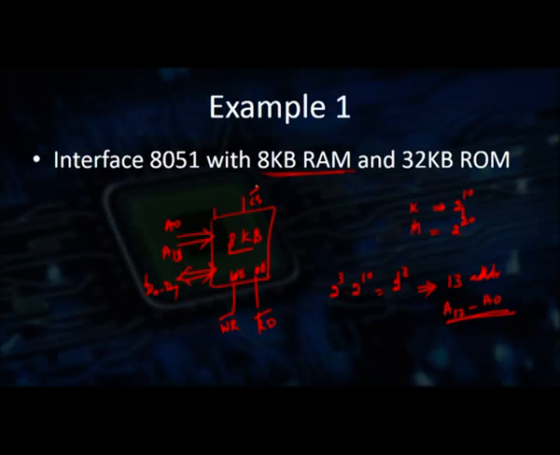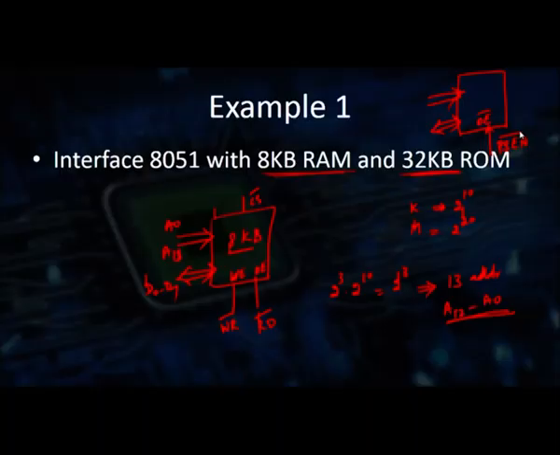Now, we come to the 32 kilobytes of ROM. For the 32 kilobytes of ROM, we need address lines and data lines, which are bidirectional. This is a ROM, so only output enable is available, which is connected from the PSEN bar. After reading the capacity, you assume the general structure of the memory, and only then can you start the interfacing with 8051.